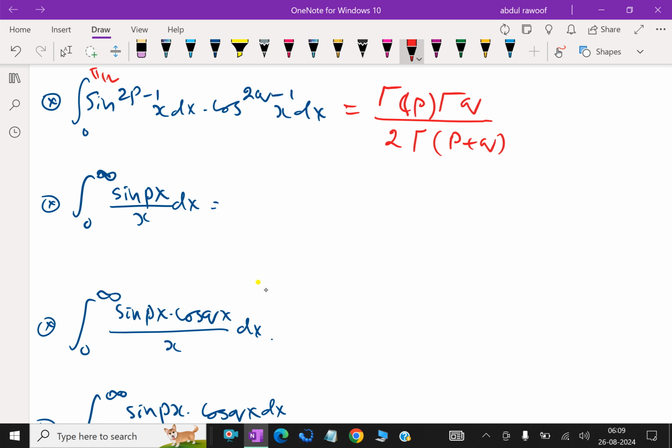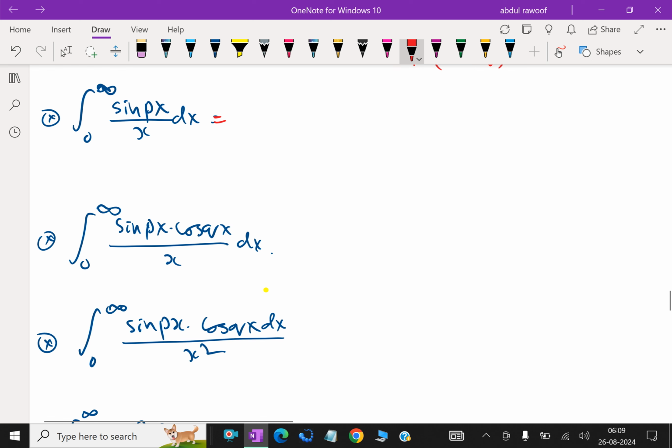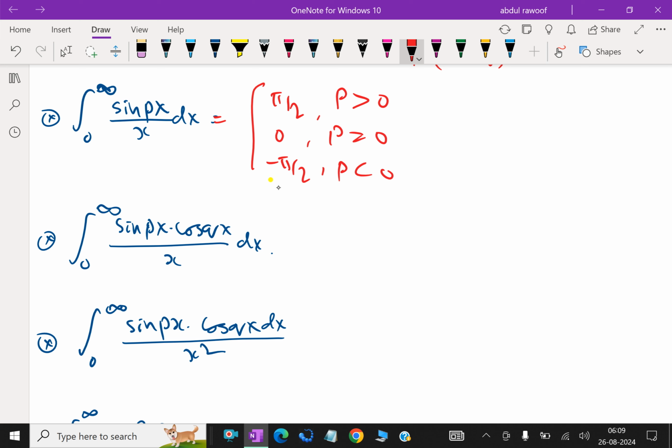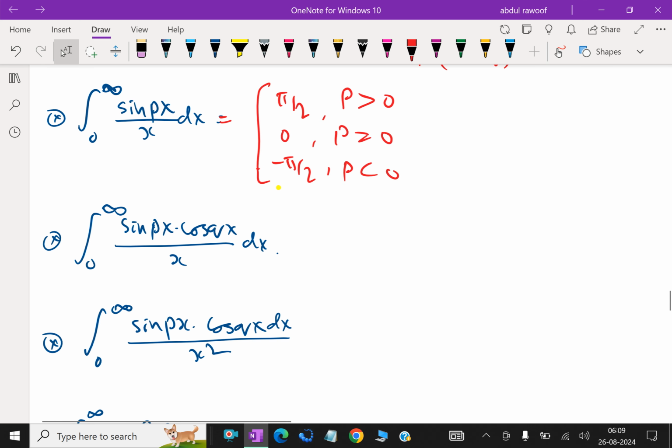Next result, the integral from 0 to infinity of sin px over x dx has three results. First, pi by 2 if p is greater than 0. It is 0 when p equals 0. And minus pi by 2 when p is less than 0.